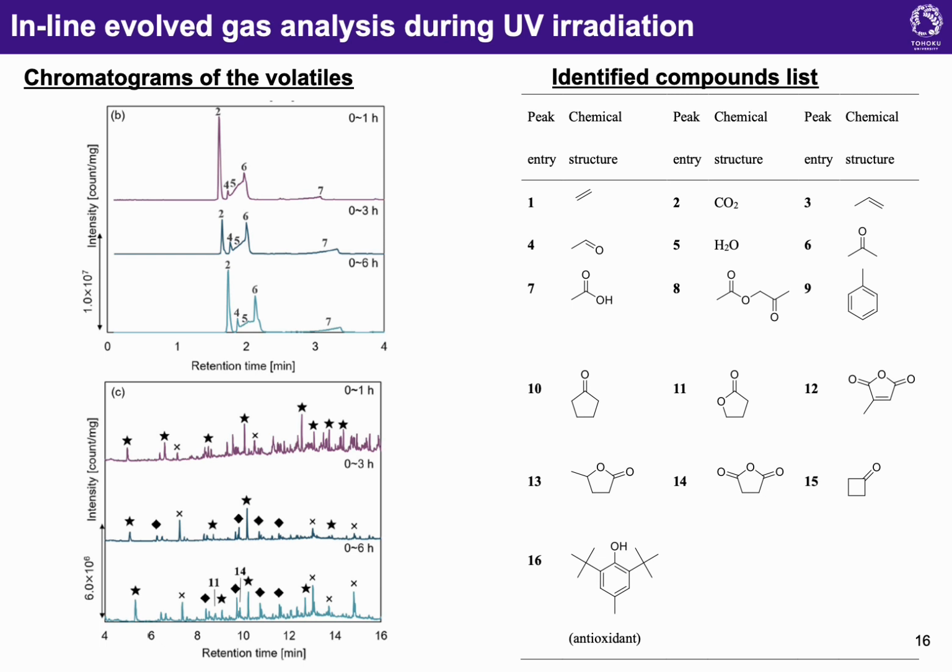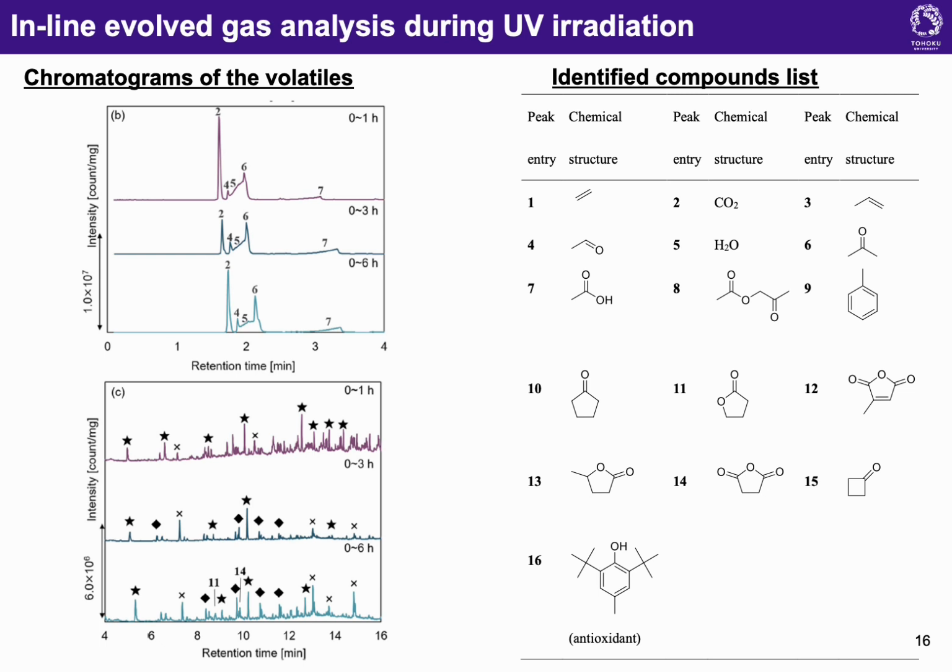The MS chromatograms of volatiles generated during 1, 3, and 6 hours long UV irradiation runs of the encapsulant are summarized here. The generation of water, number 5, carbon dioxide, number 2, acetone, number 6, and acetic acid, number 7, was observed in the early stages of UV irradiation, and the abundance of acetic acid suggests that the major component of this reaction was the degradation of the vinyl acetate unit.